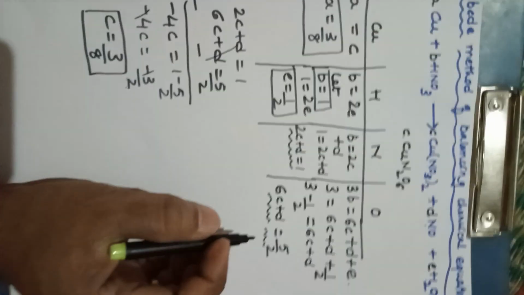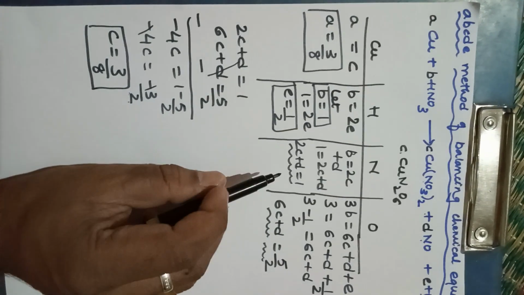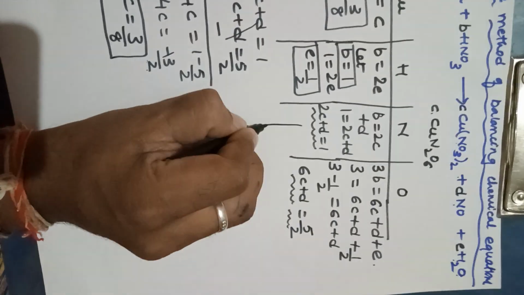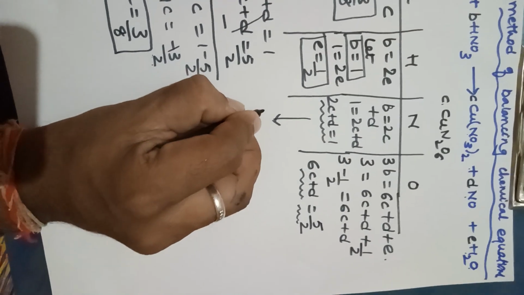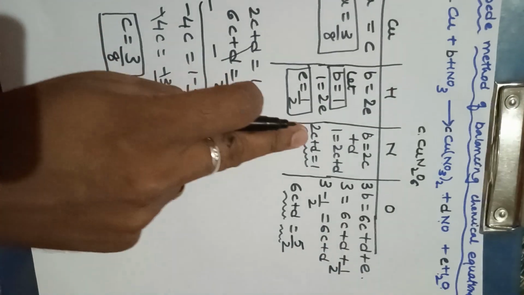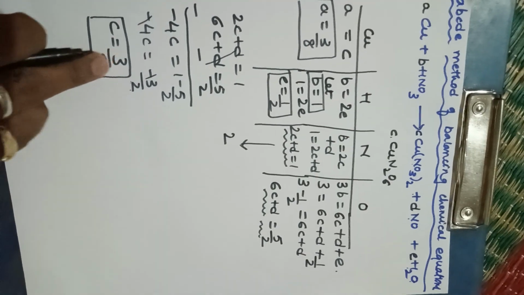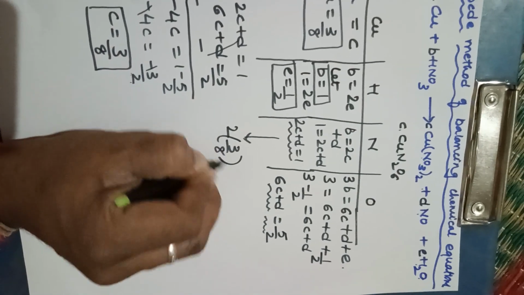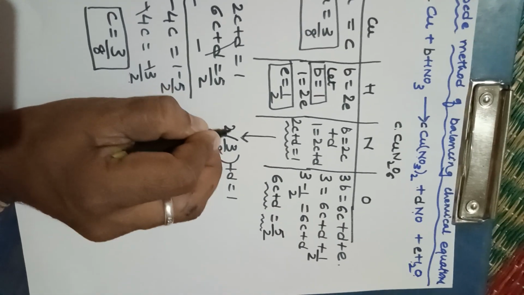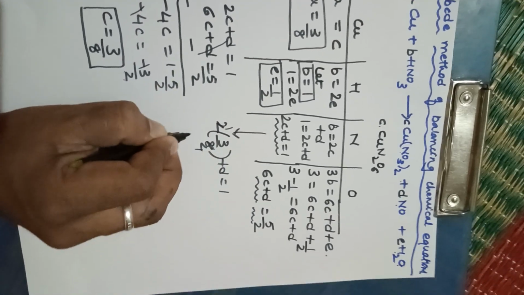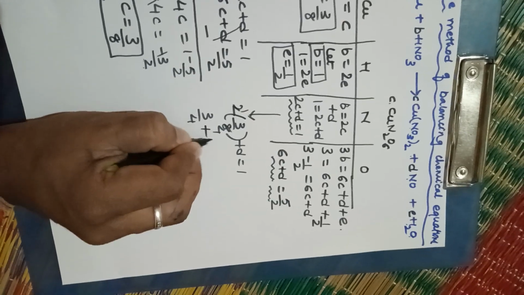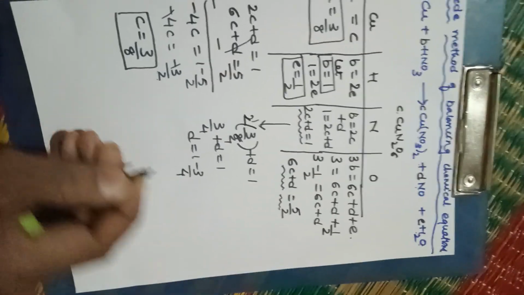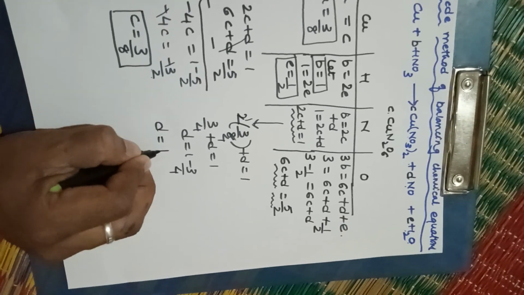Now what is the letter whose value is not found yet? It is the value of d. So if you consider 2c + d = 1, what is the value of c here? In place of c, I shall write 3/8. So 2 into 3/8 plus d is equal to 1. 2 ones are 2, 2 fours are 8, so 3/4 plus d is equal to 1, or d is equal to 1 minus 3/4. So the value of d will be equal to 1/4.